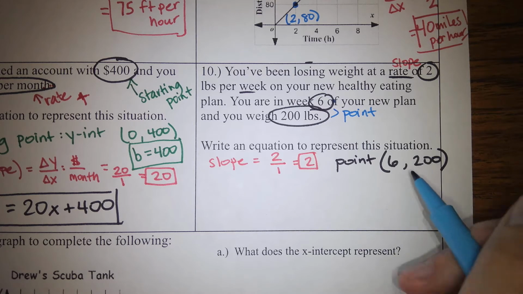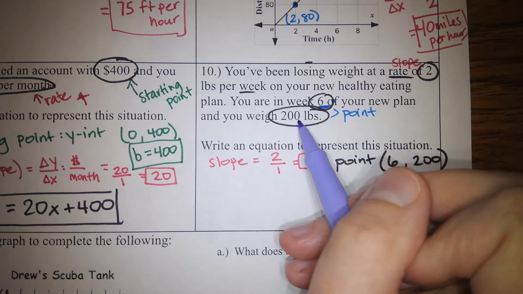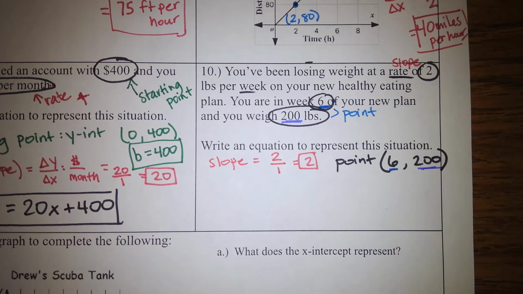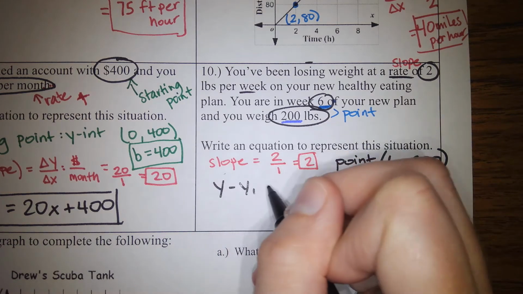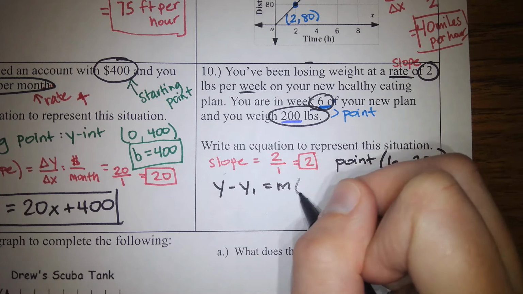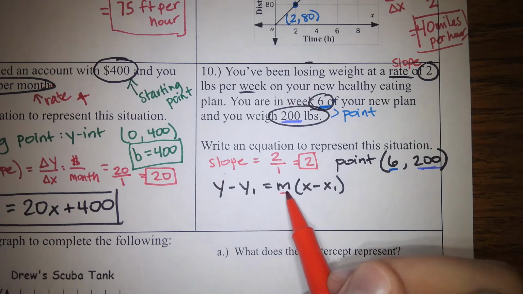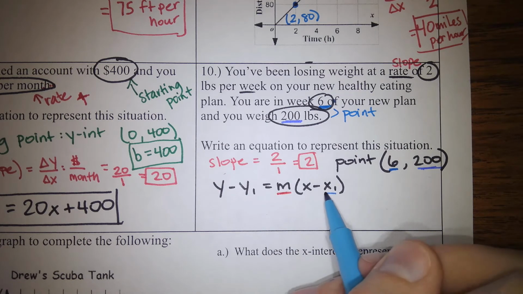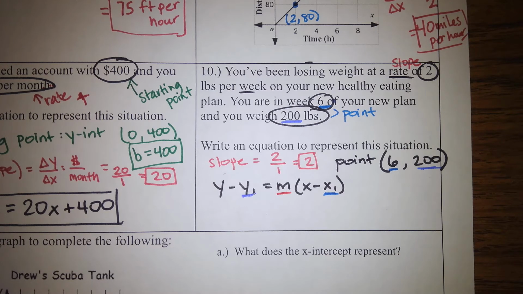So remember, our time is this X right here, which means the pounds that we weigh is our Y. So if we have a slope and we have a point, we're going to put this in our point slope form, all right? And remember, this is Y minus Y sub 1 equals M times X minus X sub 1. So remember our slope and our X point and our Y point, and we're going to plug all these beautiful numbers in.